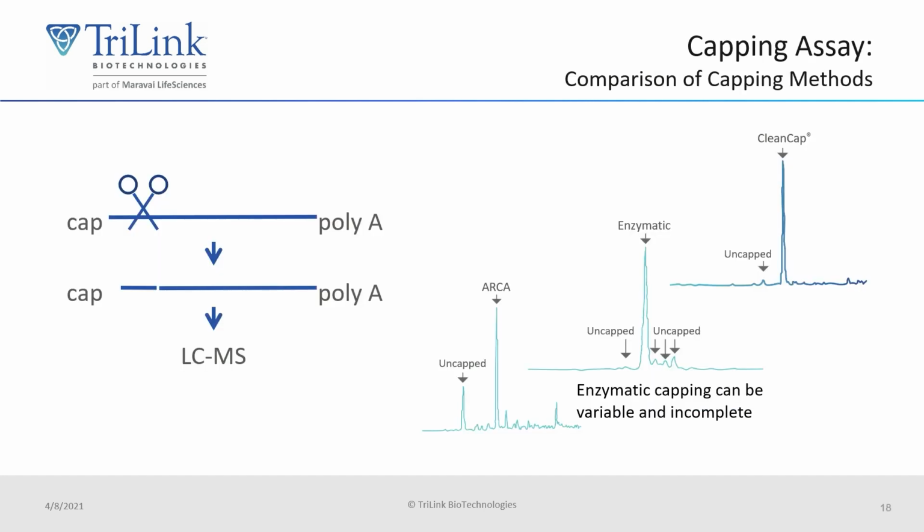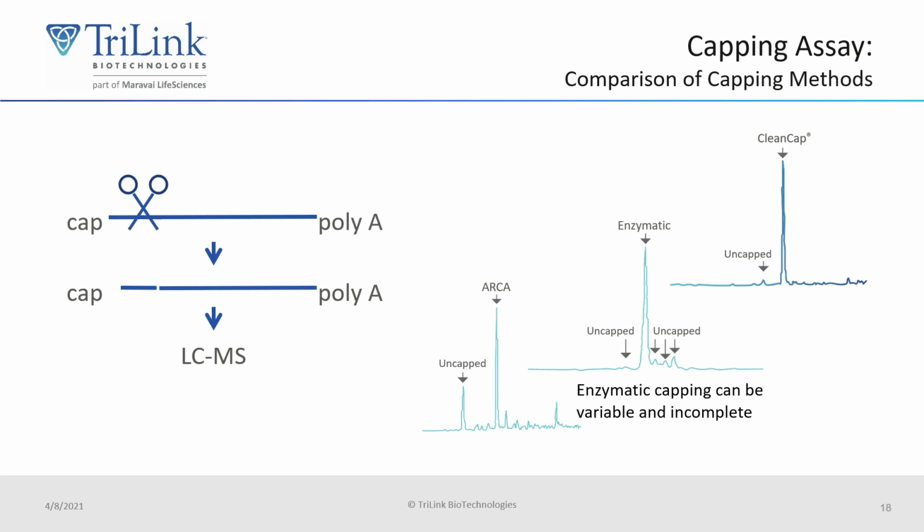Okay, we've talked a bit about capping efficiency, so we wanted to take a moment to discuss how the capping efficiency parameter is measured. TriLink has developed a capping efficiency assay to determine the value for a given batch of mRNA. To perform the assay, a small piece of the 5' end of the transcript is cleaved, and that material is analyzed via LCMS to detect the amount of material that contains the desired cap structure.